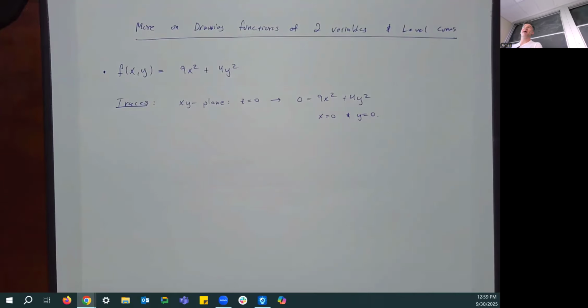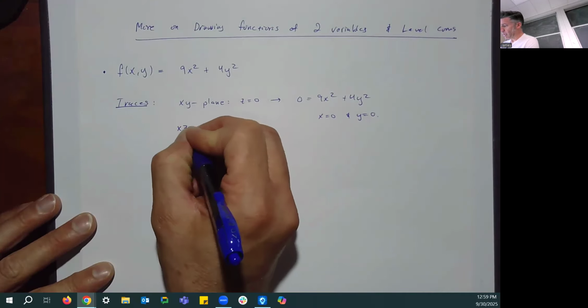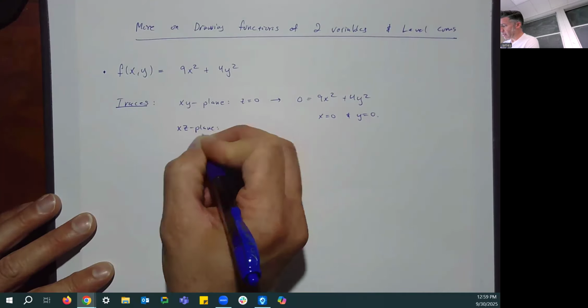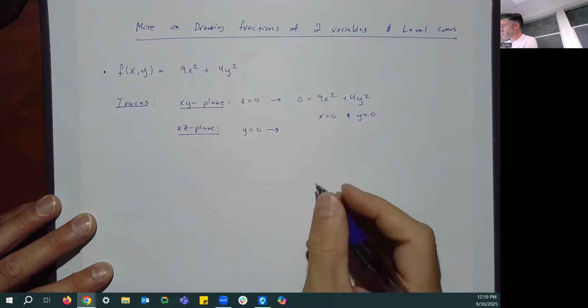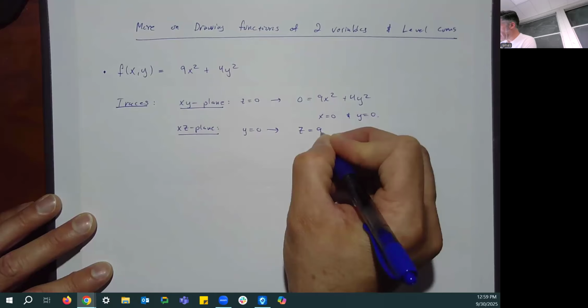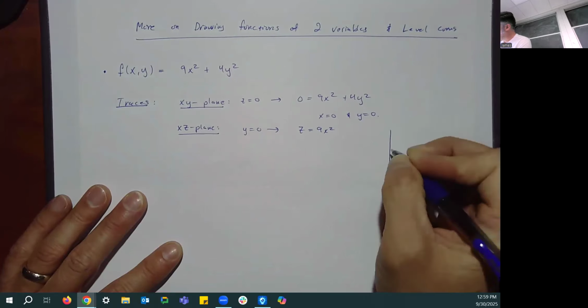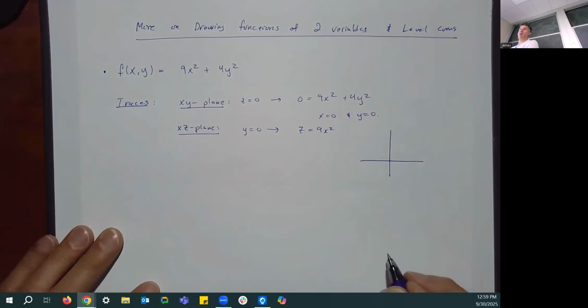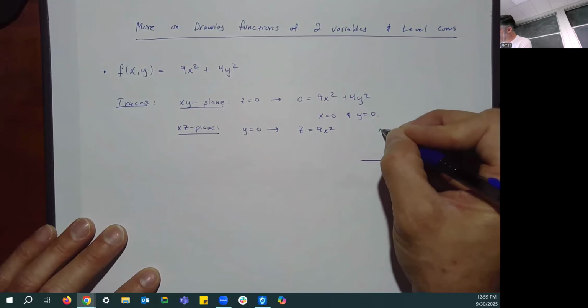So not a lot going on in the xy plane. But in the other two planes, in the xz plane, if we set y equal to 0, we end up getting z equal to 9x squared, which looks like a parabola. A pretty steep parabola, right? Because if x is 1, z is going to be 9. So it's a very steep parabola.